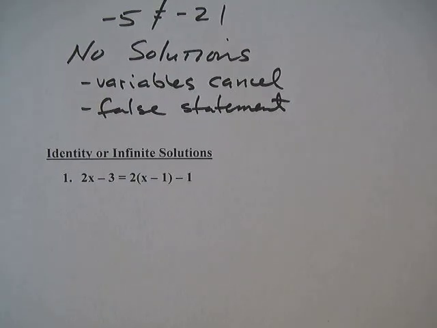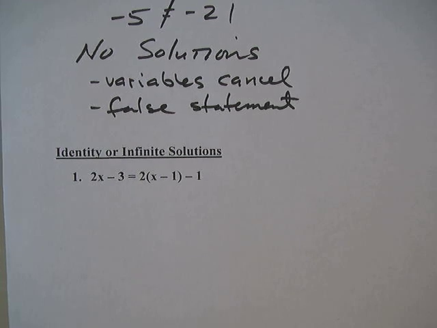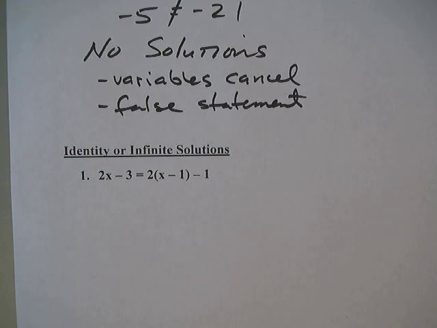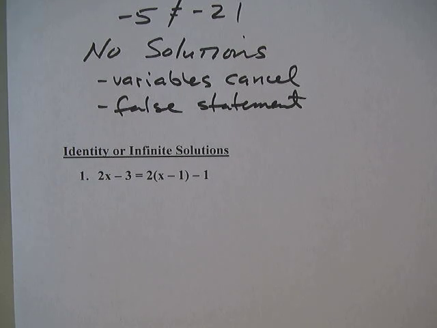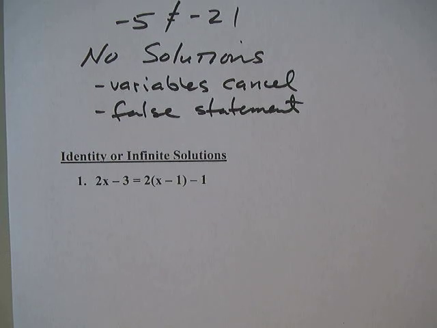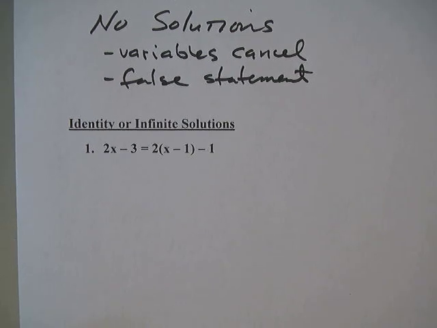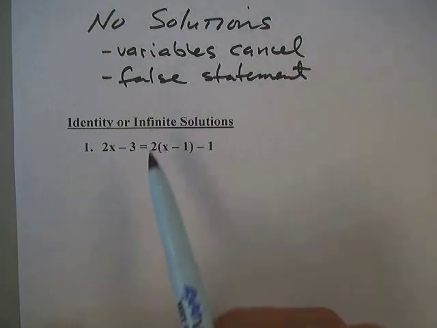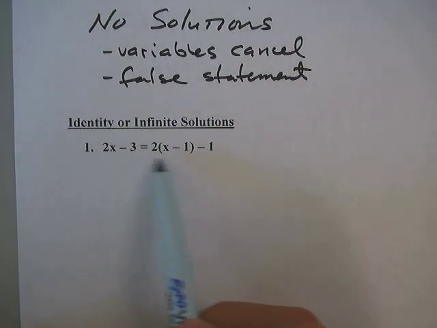Now the opposite of that is what we call identity, or sometimes people call it infinite solutions. What that means is this is a problem where no matter what I pick for my variable, it'll work. You can't pick anything that would make it not work. So it's the exact opposite of having a problem where nothing works. So let's take a look at this one.